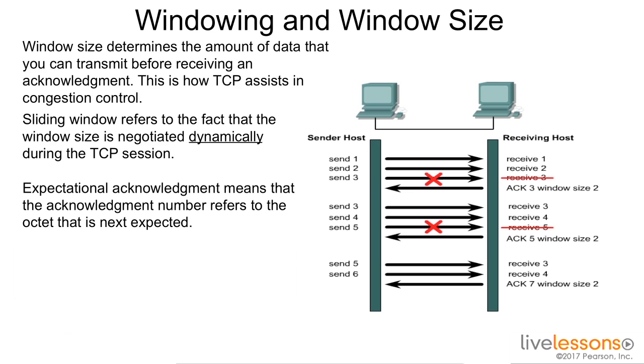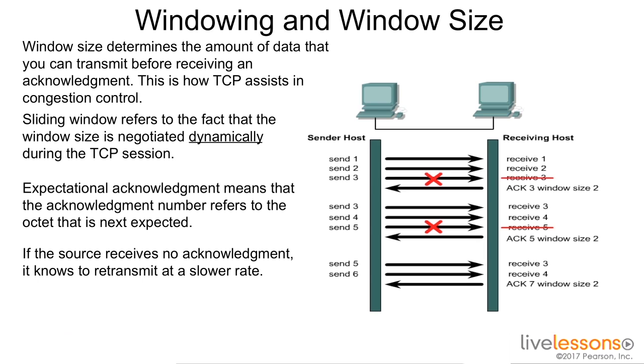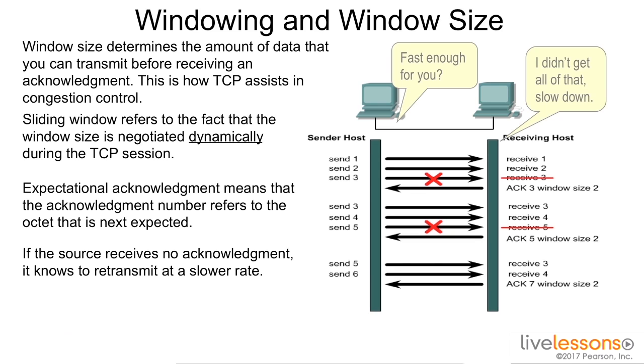An expectational acknowledgement means that the acknowledgement number refers to the octet that is next expected. If the source receives no acknowledgement, it knows to retransmit at a slower rate. It's similar to if one host said, "Is this fast enough for you?" and the second host said, "No, I didn't get that. Slow down or reduce your window size."